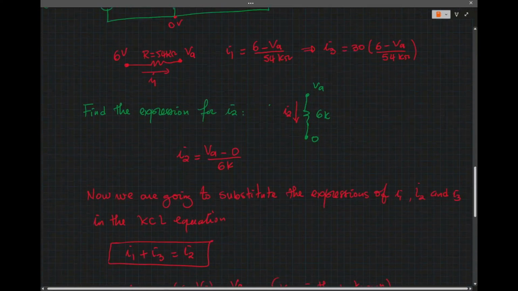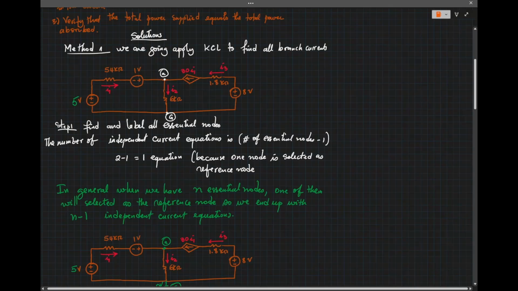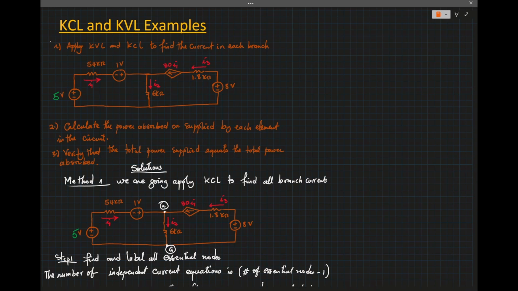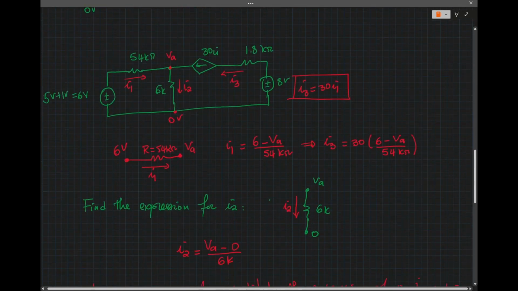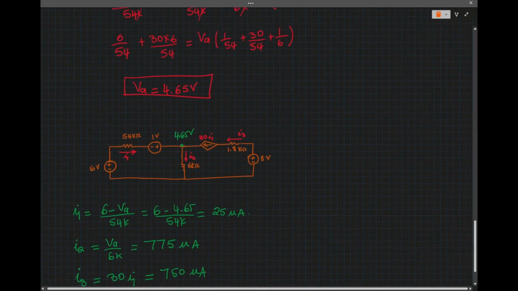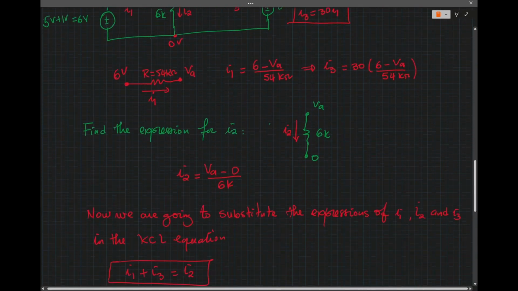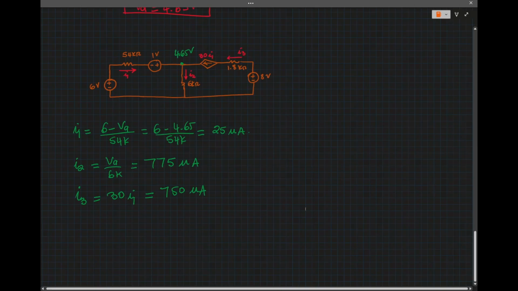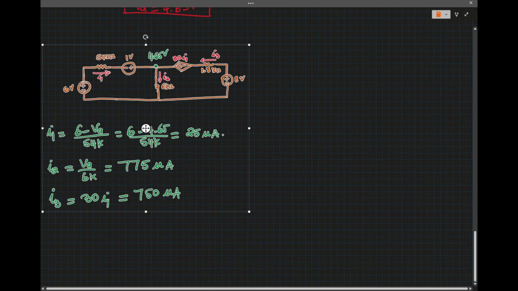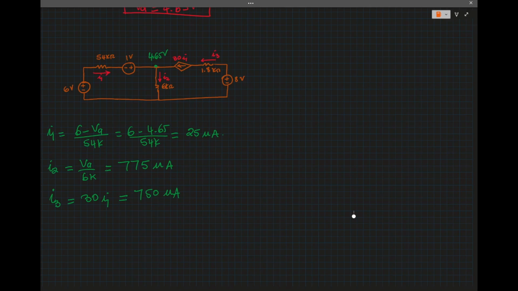Now the second question, question 2, was to calculate the power supplied or absorbed by each element in the circuit. Okay, so let's calculate that. I'm going to make a small table. So let me select this and move it to the side slightly. Okay, so then I'm going to make a table.